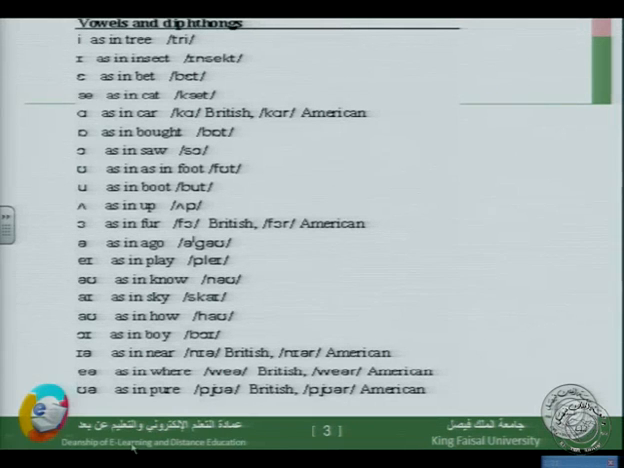Do you remember the E sound? The E, like tree, free. And the other E, as in insert.